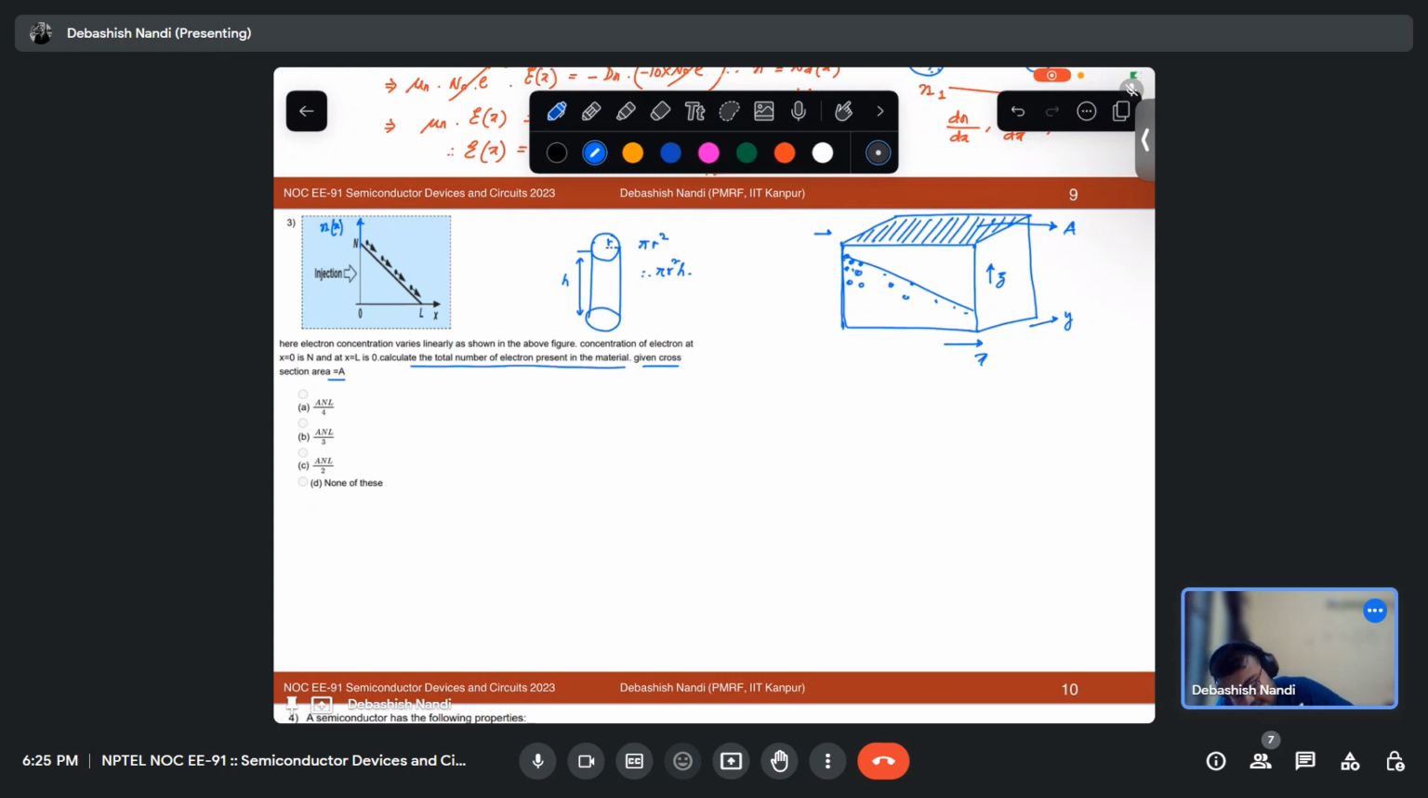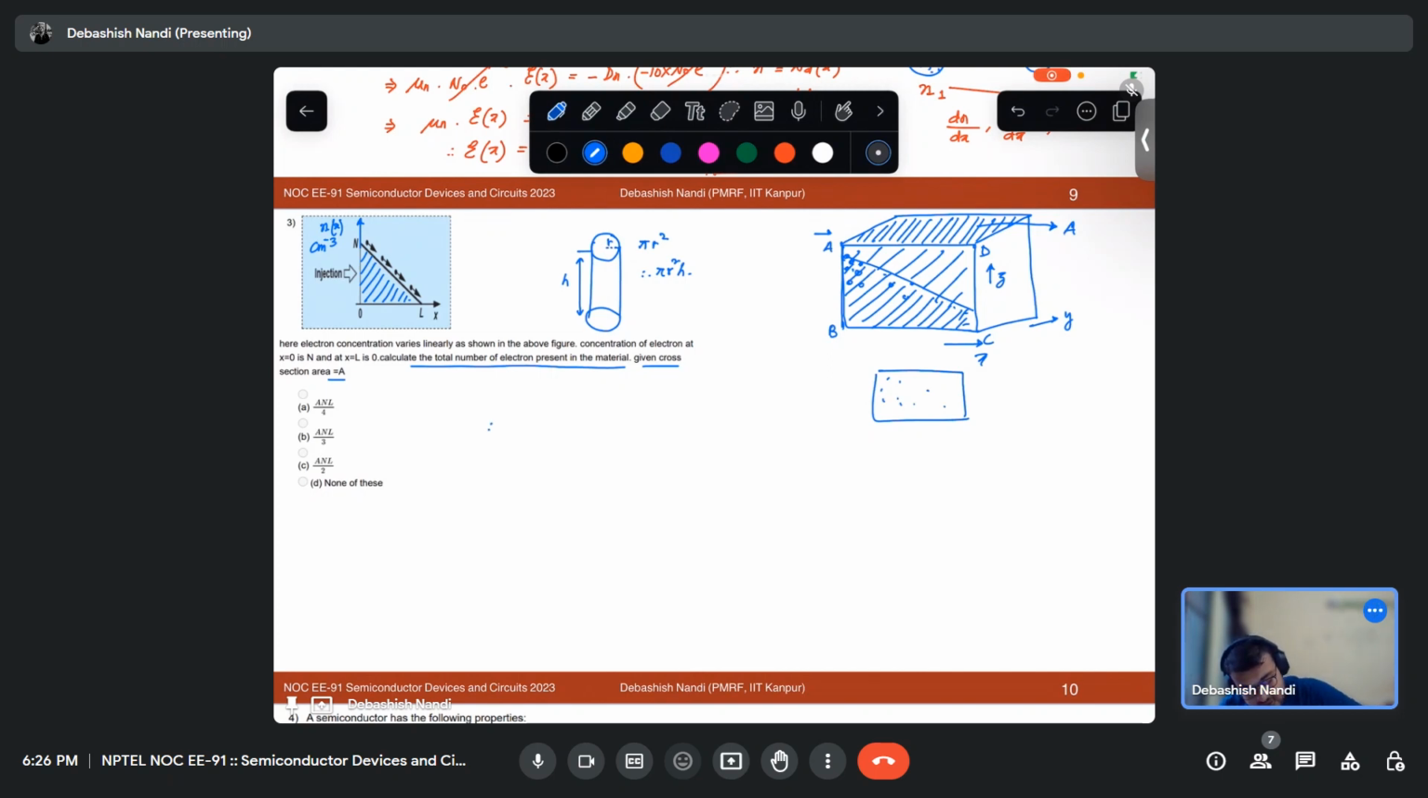This unit is centimeter cube, centimeter to the power -3. Okay, so we need to find out this area. If I find out this area, I will get the number of electrons in this sheet. Let's say I make it A, B, C, D. I can get the number of electrons in this if I just integrate this straight line from this to this, or I simply take the area of the triangle.